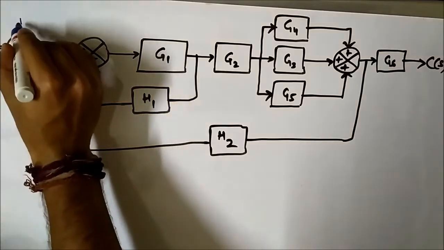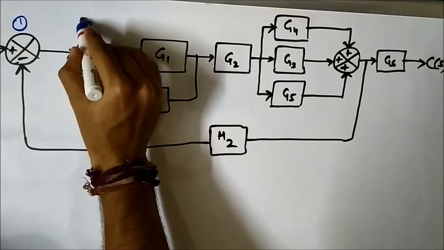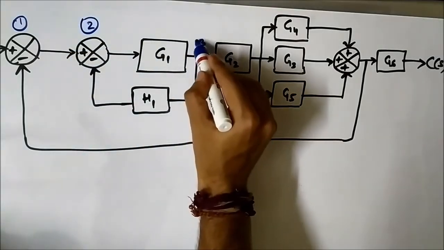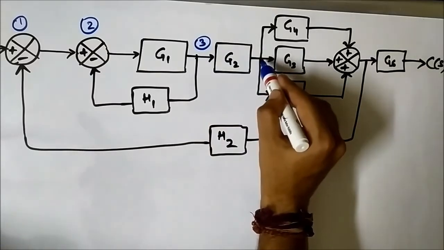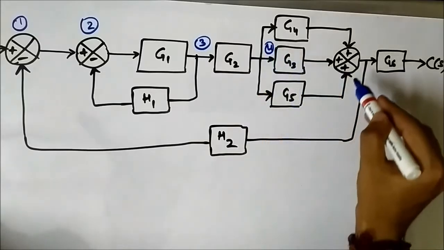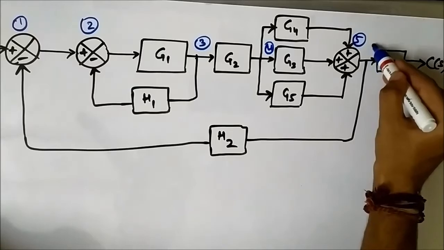Let this summing point be node 1, this summing point be node 2, this takeoff point here be node 3, this takeoff point be node 4, this summing point be node 5, this takeoff point be node 6.